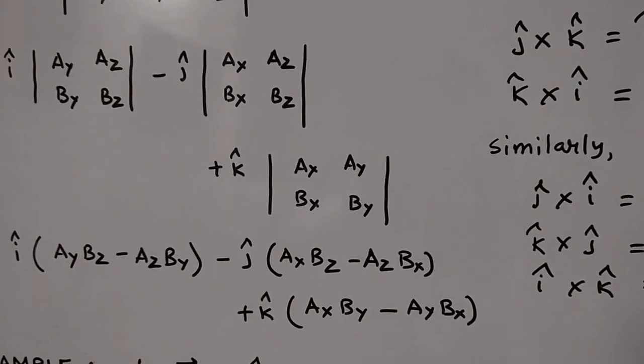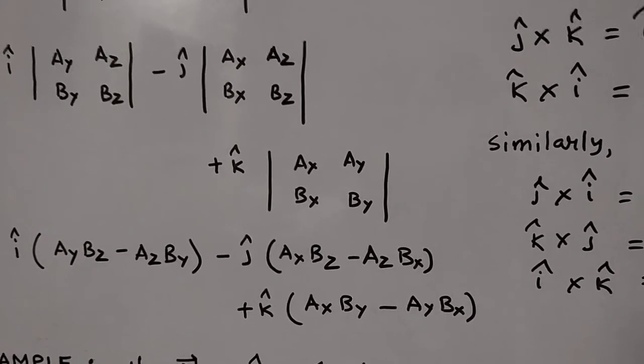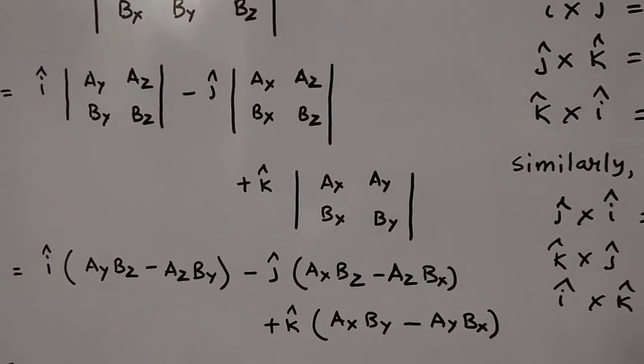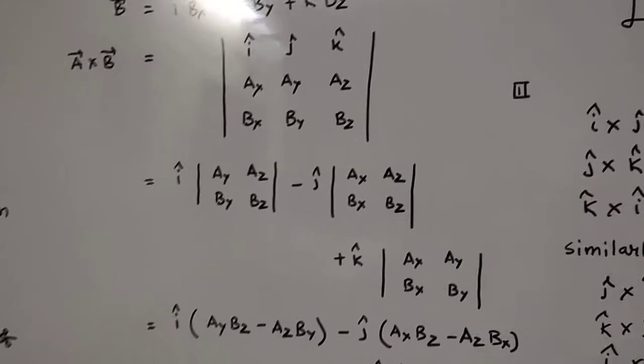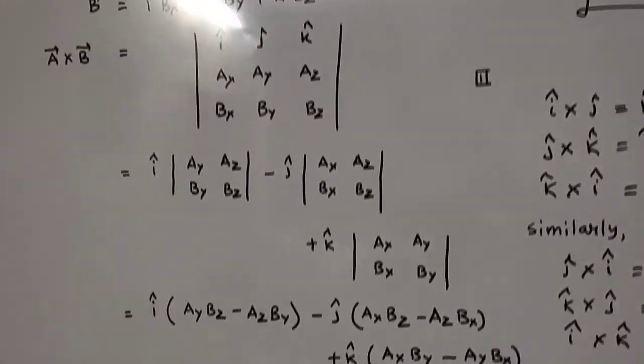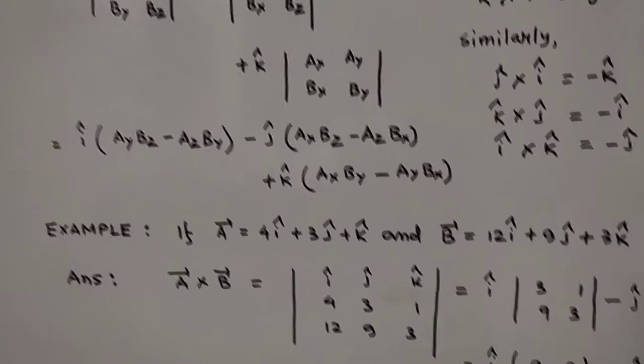Diagonally, from right to left you have to go, then from left to right you have to go diagonally. So this is the way to define a vector cross b vector in terms of determinant. This is, I think, the simplest method. Now let me try to apply this method in this example.